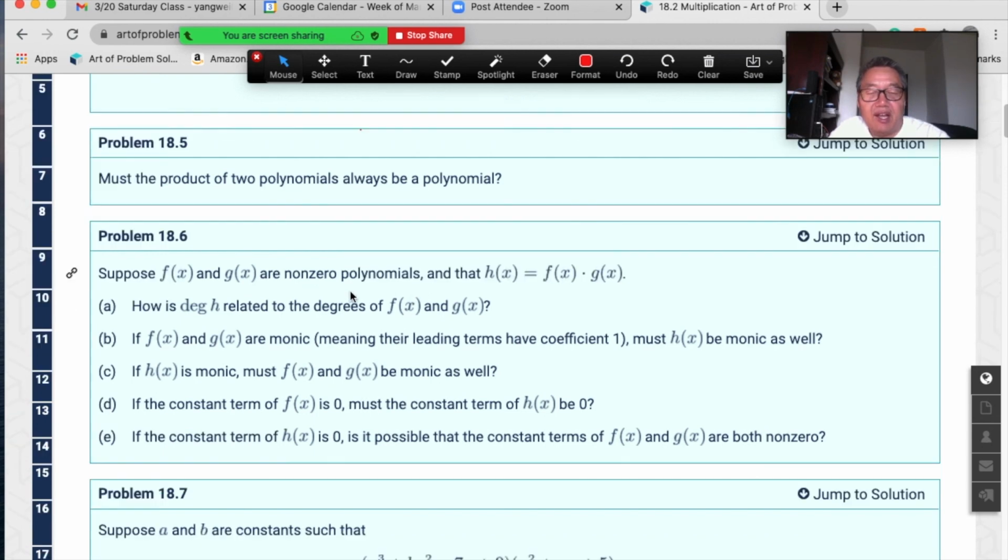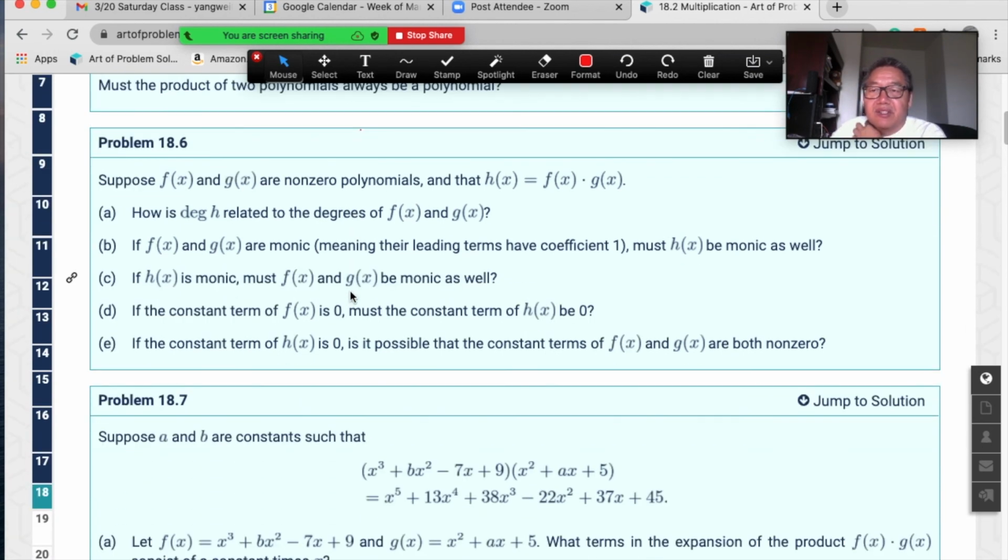Okay. Now let's see number 6. Suppose f(x) and g(x) are non-zero polynomials and h(x) equals f(x) times g(x). How is the degree of h related to the degrees of f(x) and g(x)? I think the degree of h is just the sum of the degrees of f(x) and g(x). Correct. Just add the degrees of f and g together. That will be the degree of h(x).